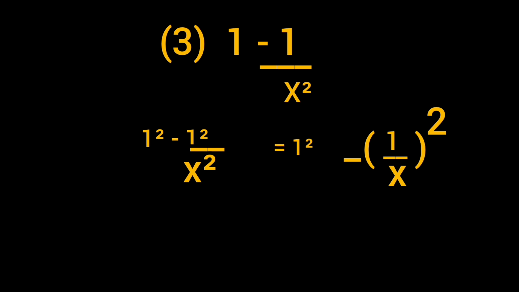Let's move to the third question. The third question says we should factorize 1 minus 1 all over x squared. We can rewrite this expression as 1 squared, because 1 squared is still the same thing as 1 times 1, minus 1 squared all over x squared. We can rewrite this as what? 1 squared minus open bracket 1 all over x close bracket, all raised to power 2. The 2 is for both 1 and x.